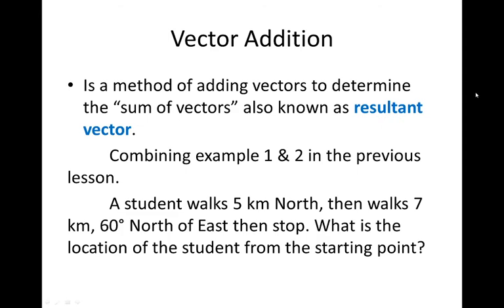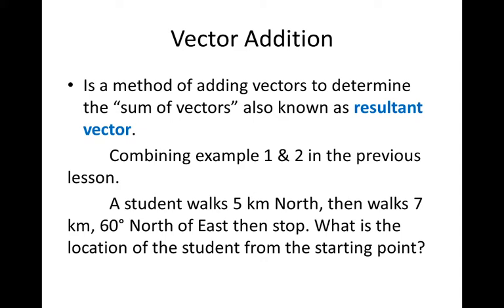So vector addition is a method of adding vectors to determine the sum of vectors, also known as the resultant vector. Last time we were discussing vector measurement, wherein you were able to measure the magnitude and direction of one vector. This time we will combine two or more vectors and determine the magnitude and direction of the resultant vector.